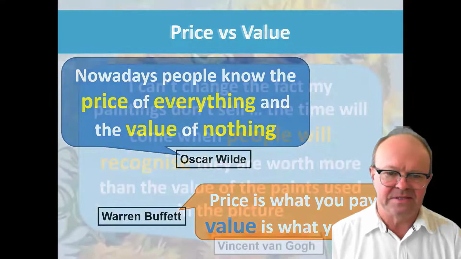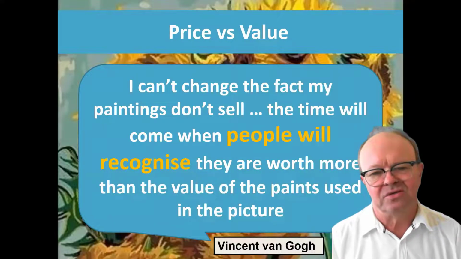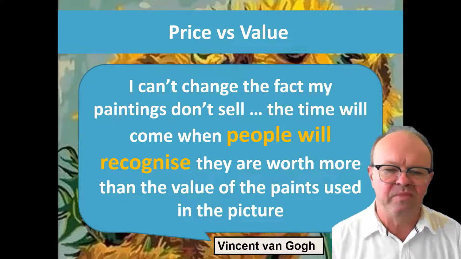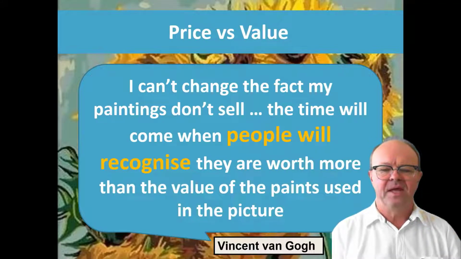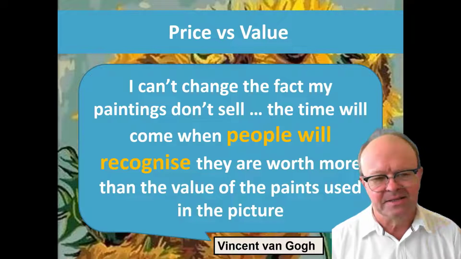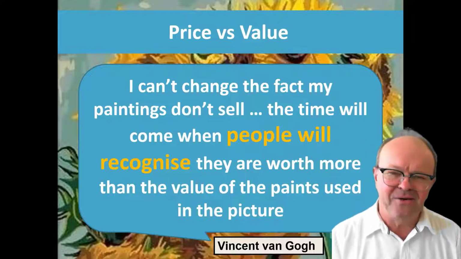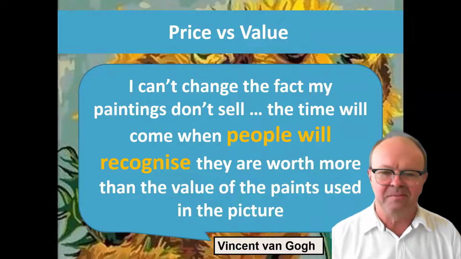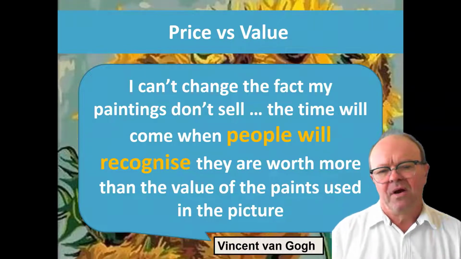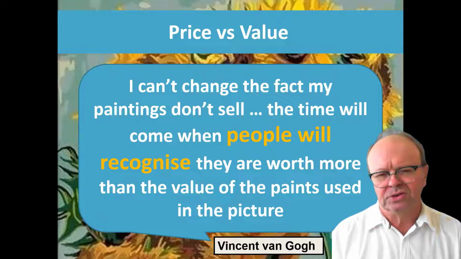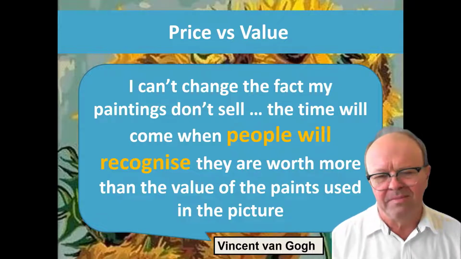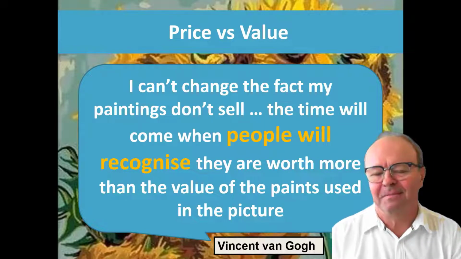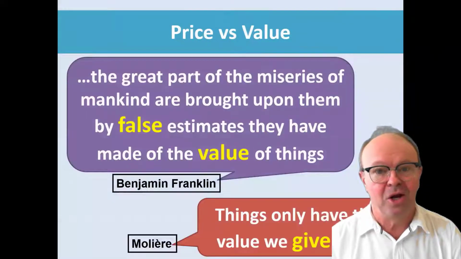What is the value of a business? I can't change the fact my paintings don't sell, said Vincent van Gogh. The time will come when people will recognise they are worth more than the value of the paints used in the picture. Van Gogh didn't have much success selling his paintings, but he had the confidence that one day people will recognise their value, which is going to be more than just the cost of the paints. So Van Gogh is saying his paintings are worth more than what people are prepared to pay for them. As it turns out, he was right. They're absolutely amazing paintings that sell for a lot of money now.